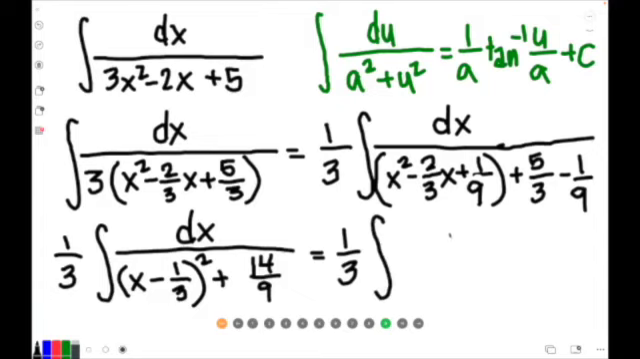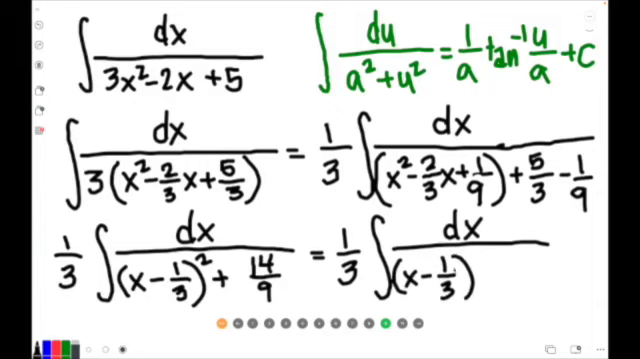So this is 1 third dx all over, this is our u. So again, the order doesn't matter. In our pattern, we have a squared minus u squared, but we can write it down as u squared plus a squared, as the case is right now. So our u, the one that comes first, plus this should be the square root of 14 over 9, or since 9 is a perfect square, that would just be equal to the square root of 14 over 3.